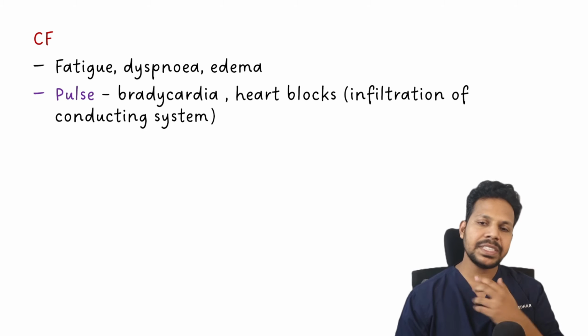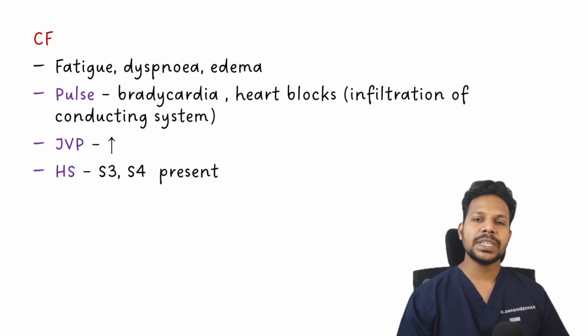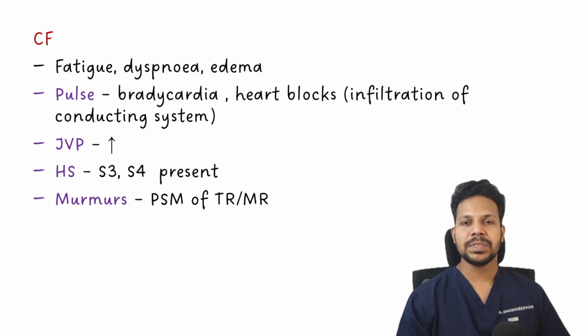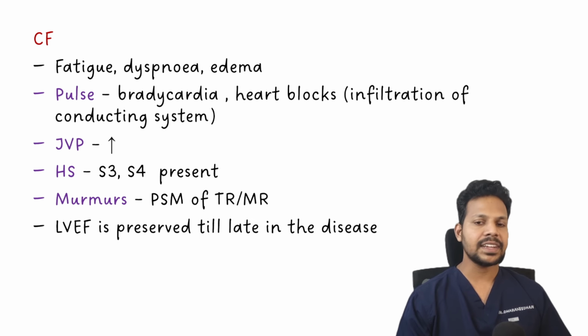When you look at JVP, the JVP is elevated. Usually the patient will have S4, and there can also be S3 when the patient is in failure. And murmurs like pansystolic murmur can be seen because of tricuspid regurgitation or mitral regurgitation. And usually in this disease, since this is predominant diastolic failure, ejection fraction may be more or less preserved. So LV ejection fraction is preserved till late in the disease.